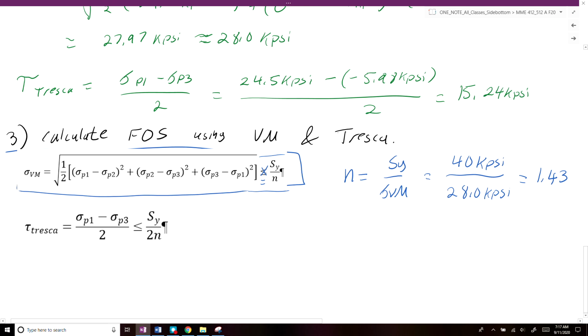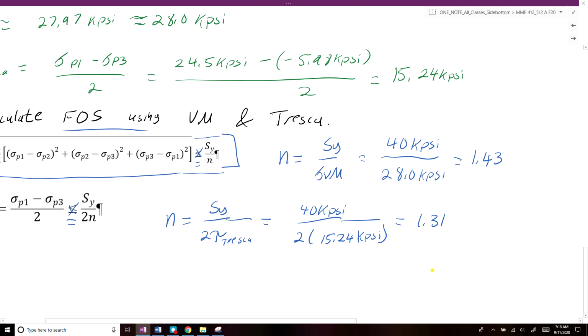Right, and then we can do the same thing. We can take this equation here, rearrange and solve for our safety factor. n would be equal to our yield strength over 2 times the maximum shear stress, or our Tresca shear stress, which we calculated to be 15.2. So we are just going to plug in our 40 kpsi yield strength divided by 2 times 15.24 kpsi. And we'll end up getting 1.31 for a factor of safety.